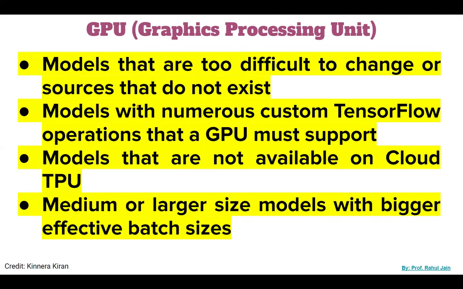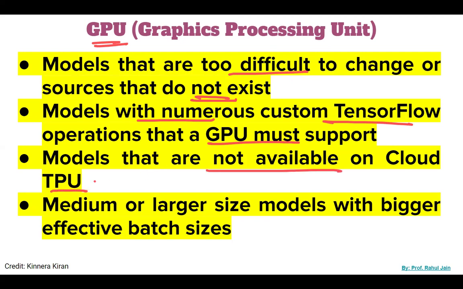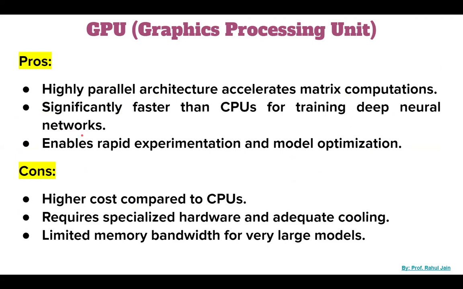Further, we can add that if our model is too difficult to change or its sources do not exist, in that case we can go for GPU. For models with numerous custom TensorFlow operations that a GPU must support, we can go for GPU. If the model is not available on Cloud TPU, then we can utilize GPU. And if it is a medium or large size model with a bigger effective batch size, then we also need to use GPU, right? There are also some pros and cons with GPU.